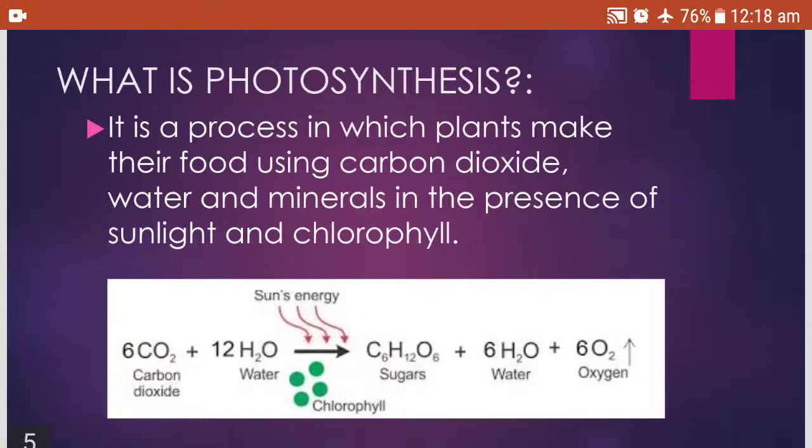What is photosynthesis? It is a process in which plant makes their own food using carbon dioxide, water, minerals in the presence of sunlight and chlorophyll. Learn to write this equation: 6CO2 plus 12H2O in the presence of sunlight and chlorophyll gives C6H12O6 plus 6H2O plus 6O2. This is the equation for the photosynthesis.